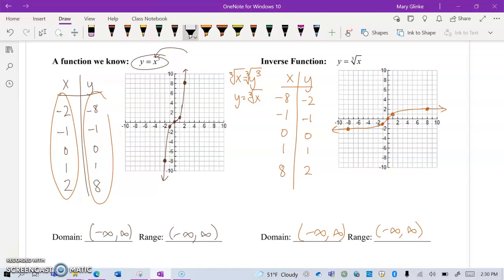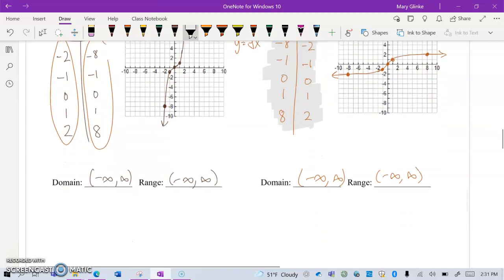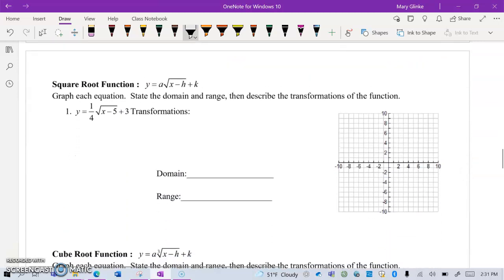So moving forward, when we graph these, we want to make sure we know this table of values for cubed roots: the -8, -1, 0, 1, and 8. And for square roots, we have to have the 0, 1, 4, 9 and the 0, 1, 2, 3 in our heads. Because now what we're going to do is we're going to start taking these and move them all around.